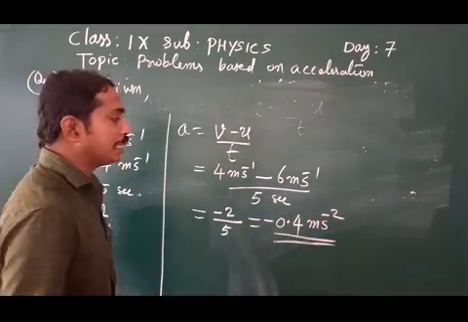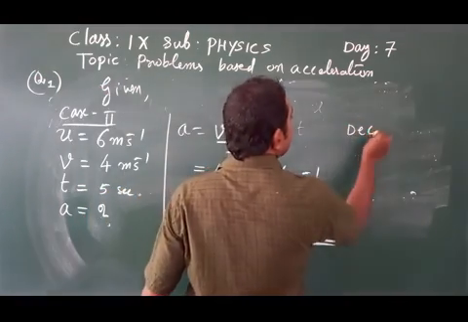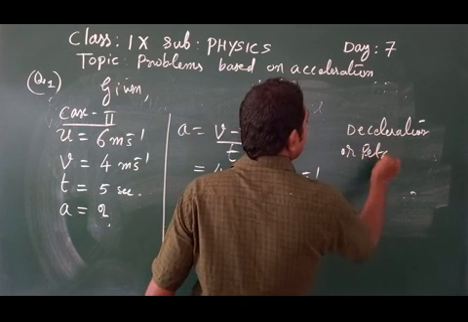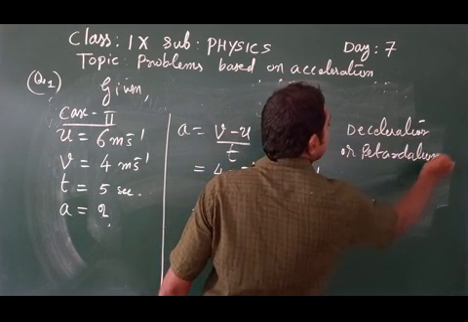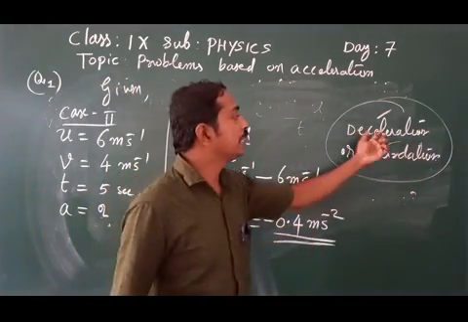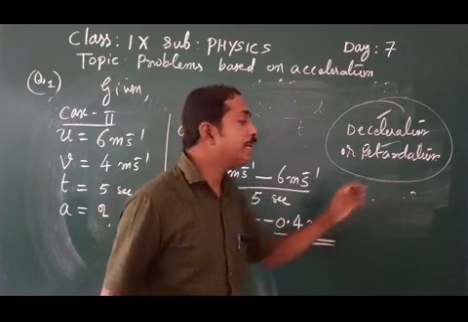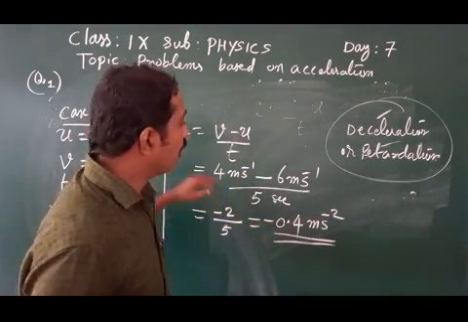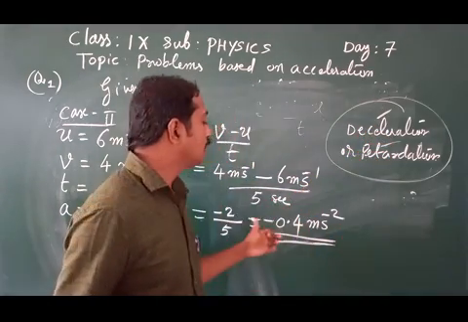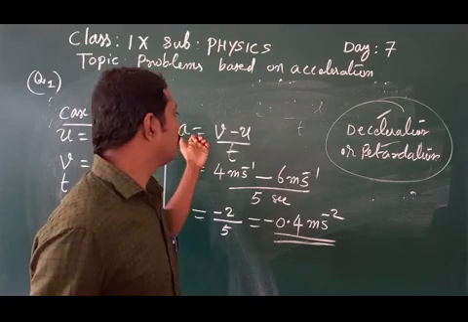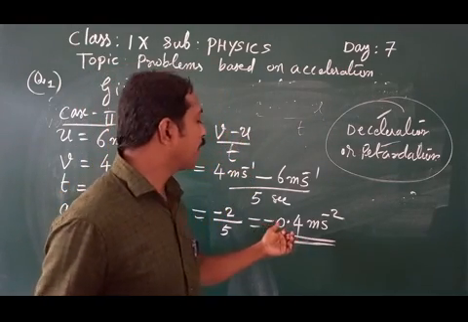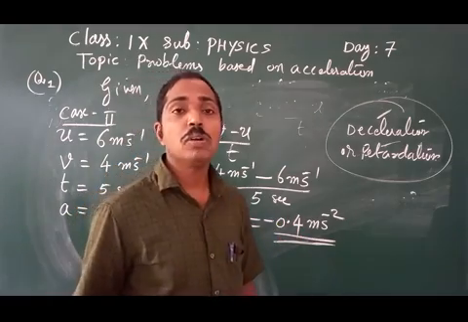This negative acceleration is called deceleration or retardation. These two terms, just note down: deceleration or retardation. Negative acceleration is called deceleration or retardation. Retarded because speed decreases. So when speed decreases, we will have a deceleration or retardation. Also, it is called negative acceleration. So A equal to V minus U by T, and when we solve it out, we will get minus 0.4 meter second raised to minus 2.